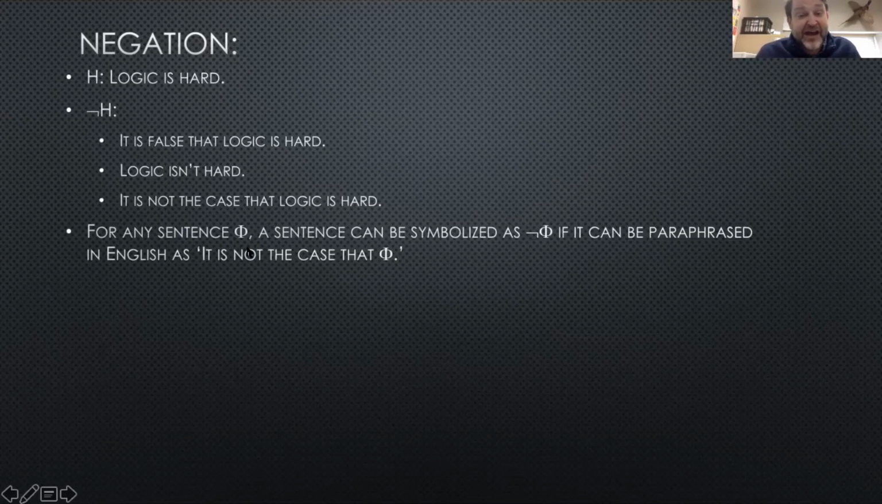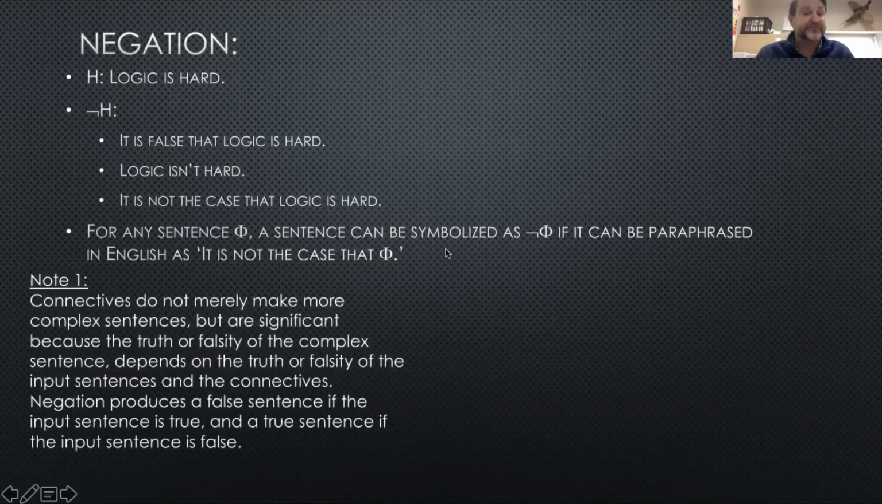So for any sentence phi, we can symbolize it as negation phi if it can be paraphrased in English as it is not the case that phi. So again, we can symbolize anything as negation phi so long as it's possible to paraphrase it in English as it is not the case that phi. And of course, it is false that logic is hard can be paraphrased as it is not the case that logic is hard. So we can use that negation symbol with negation H, just as we can for logic isn't hard or for it is not the case that logic is hard.